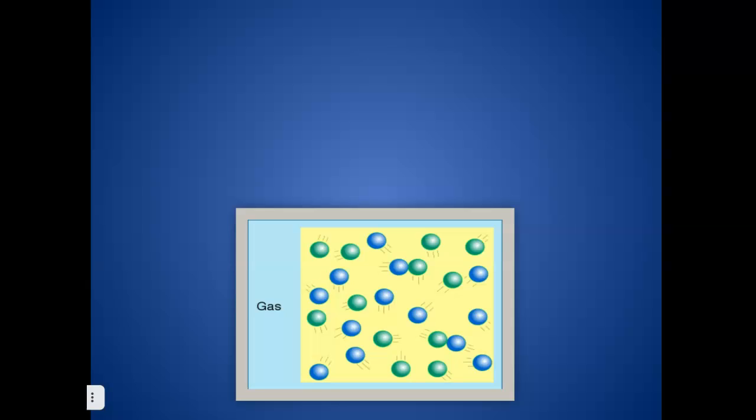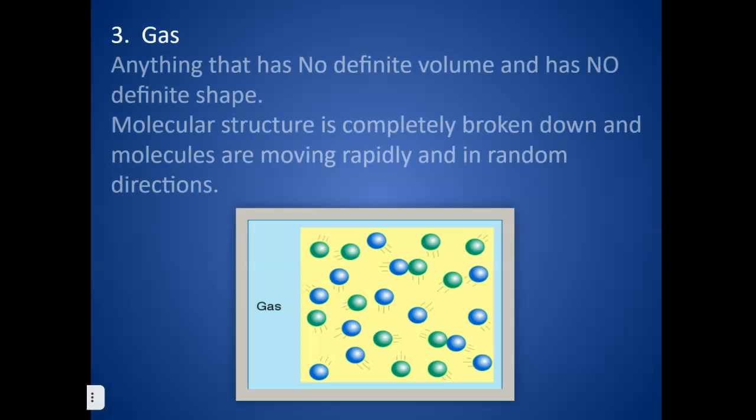Gases have the highest amount of kinetic energy in their molecules, and those little lines coming from the molecules represent a lot of motion, very high energy. They're winging around all over the place. They could be bouncing off of each other. There's just a lot of motion in the molecules of a gas, which is why gases can expand into great spaces. So there's no definite shape for a gas, and there's no definite volume.